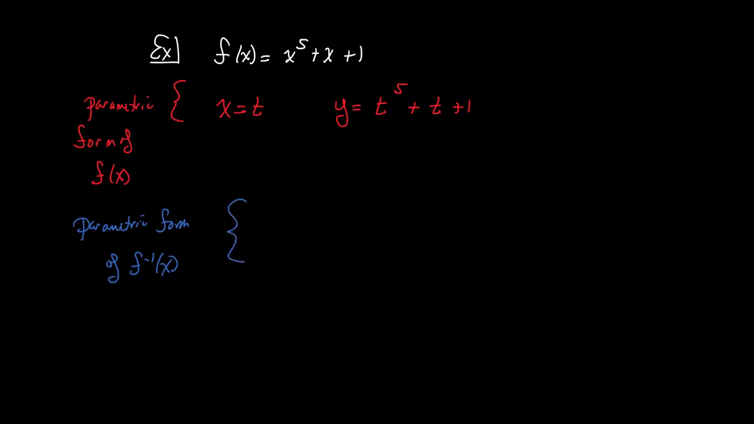So now we're going to let y equal t, and then x will be equal to t to the fifth plus t plus 1. So that is how we'd write the equation of f inverse of x.